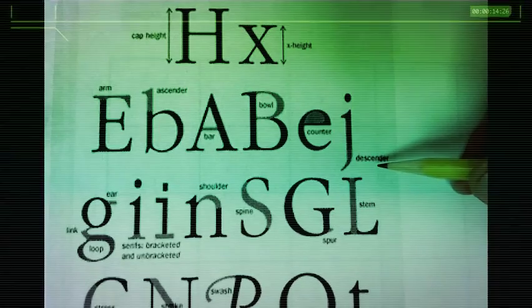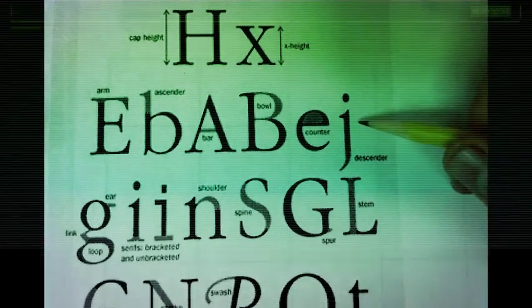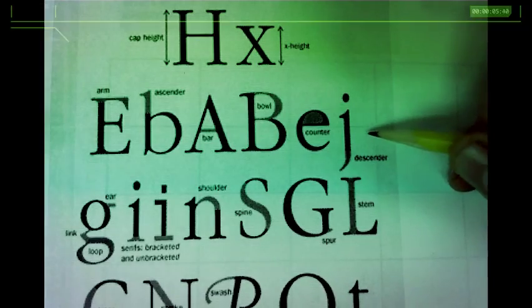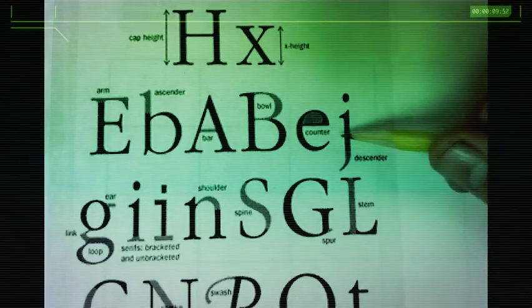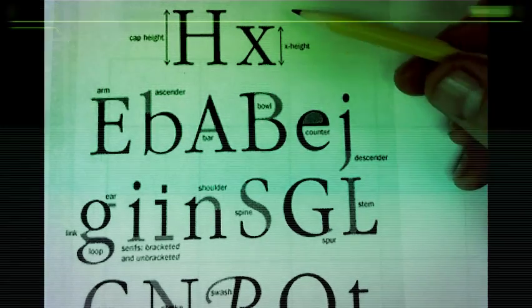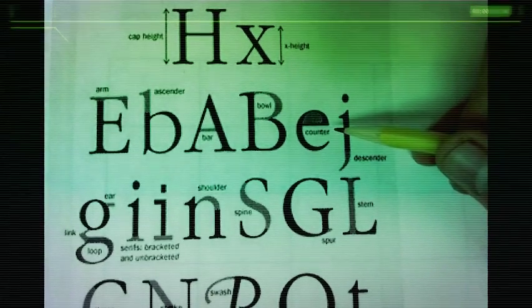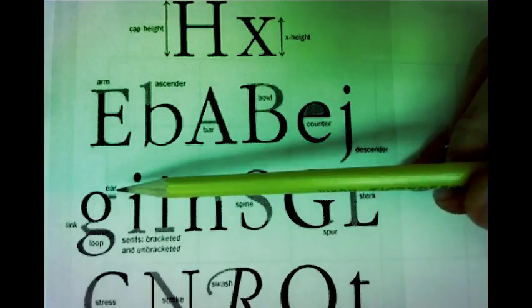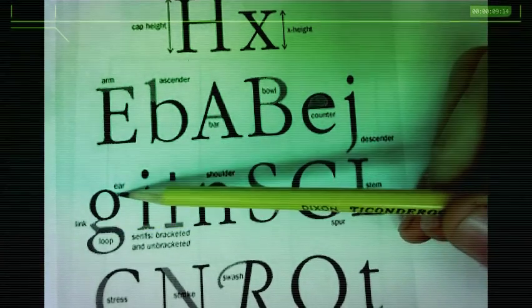A descender is the part of a character, a G, a J, a P, a Q, or a Y, and sometimes a capital J, that descends below the baseline. So if you remember, we have the X height, and if something goes above the X height on a lowercase letter, it's an ascender, and if it's below, it's a descender.